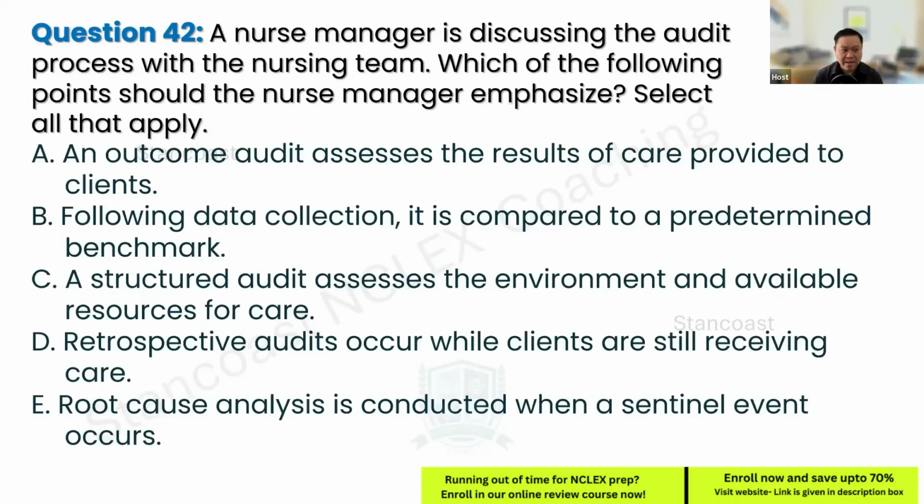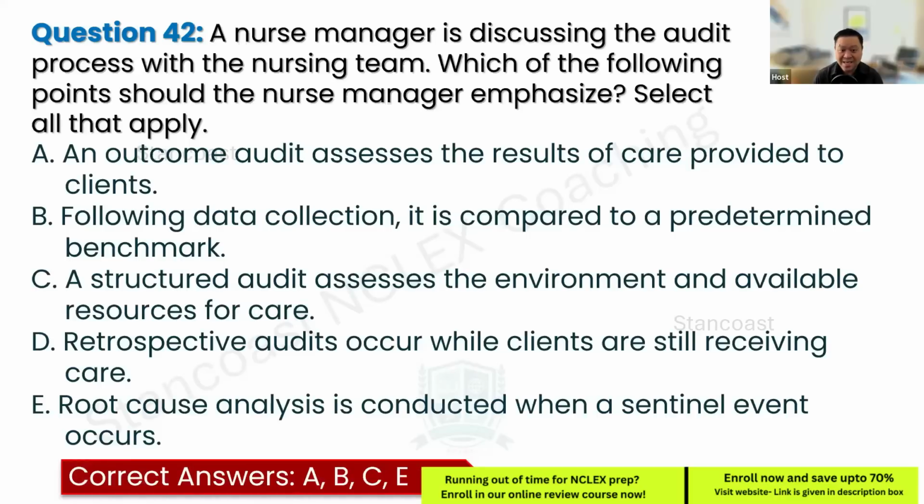Select all that apply. A. An outcome audit assesses the results of care provided to clients. B. Following data collection, it is compared to a predetermined benchmark. C. A structured audit assesses the environment and available resources for care. D. Retrospective audits occur while clients are still receiving care. And E. Root cause analysis is conducted when a sentinel event occurs. The answer should be letters A, B, C, and E.